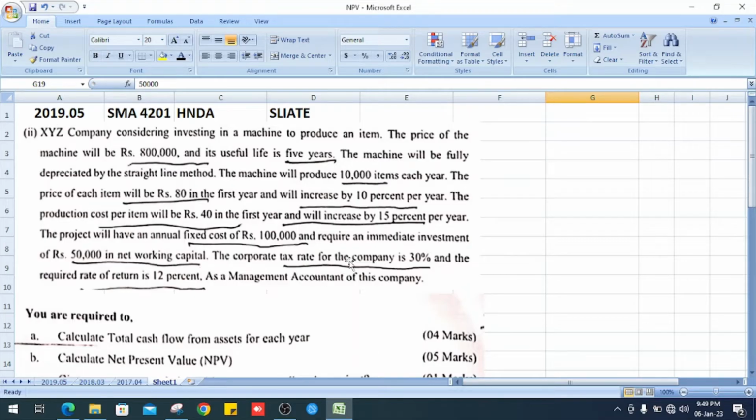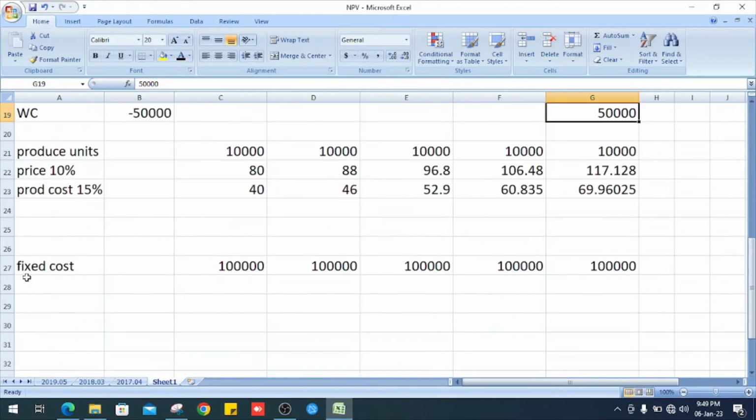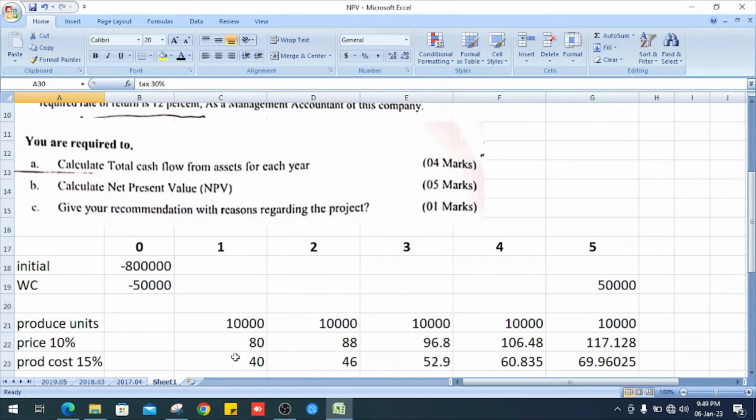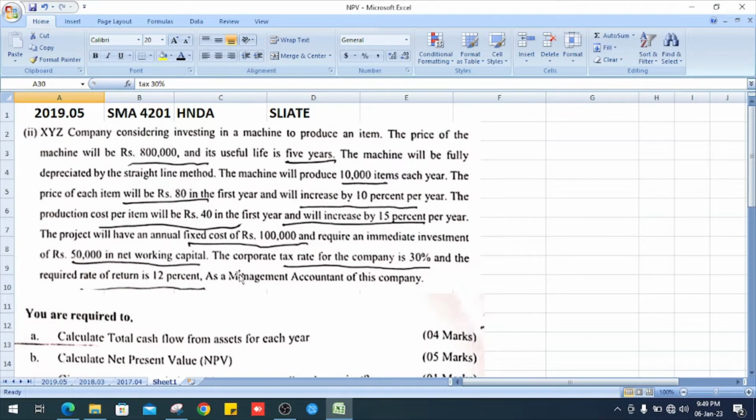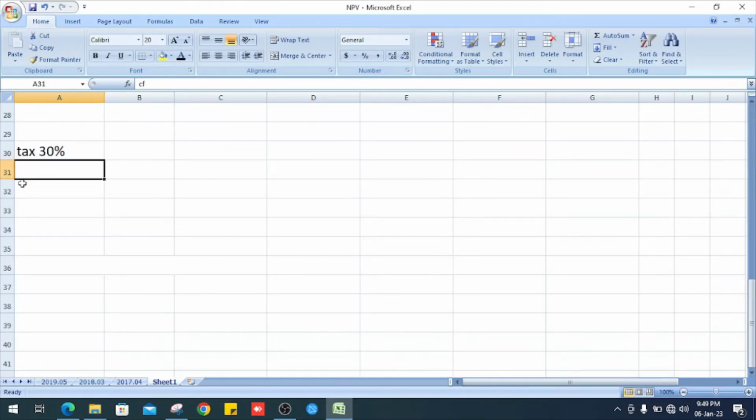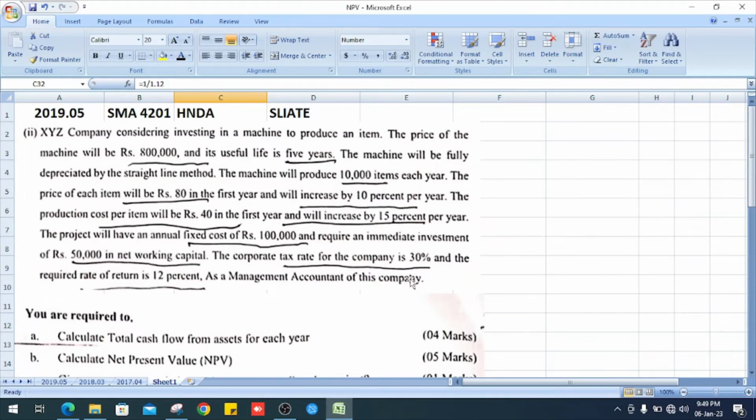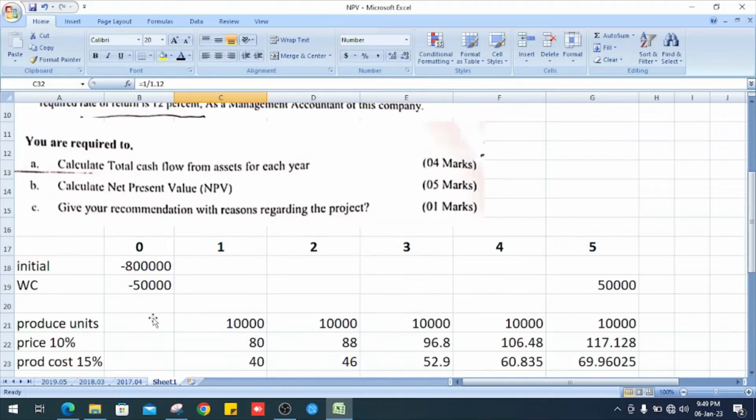The corporate tax rate for the company is 30%. Our tax rate is 30%. And the required rate of return is 12%. Our discount factor is 12%. As a management accountant of this company, they required calculate the total cash flow from asset for each year, calculate net present value, and give your recommendation with reason regarding the project.